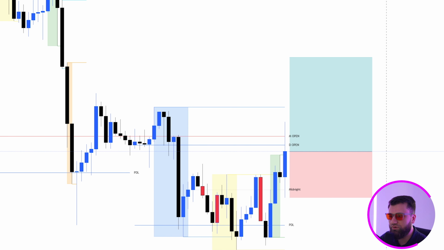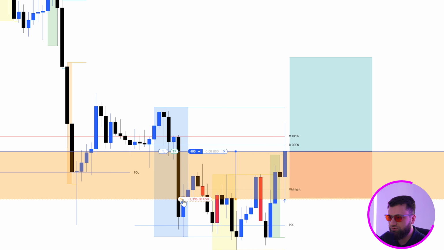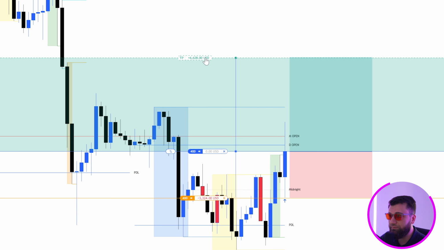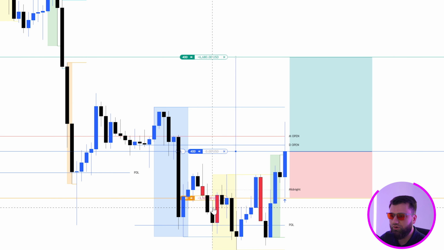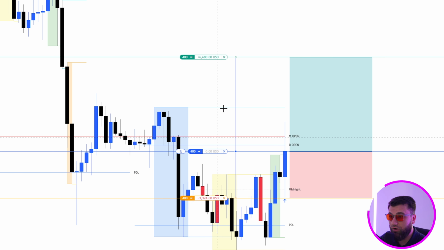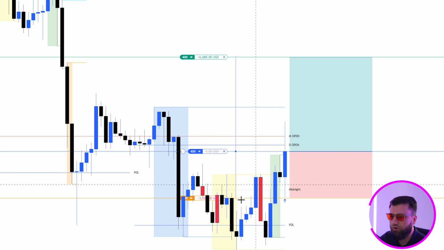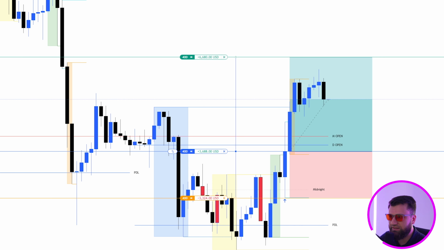And simple as that, we took that buy right here, put the stop loss below, and our take profit at this area for 1 to 2. So I was risking like $3,300 for around $6,600. So let's see how this trade plays out, and simple as that.